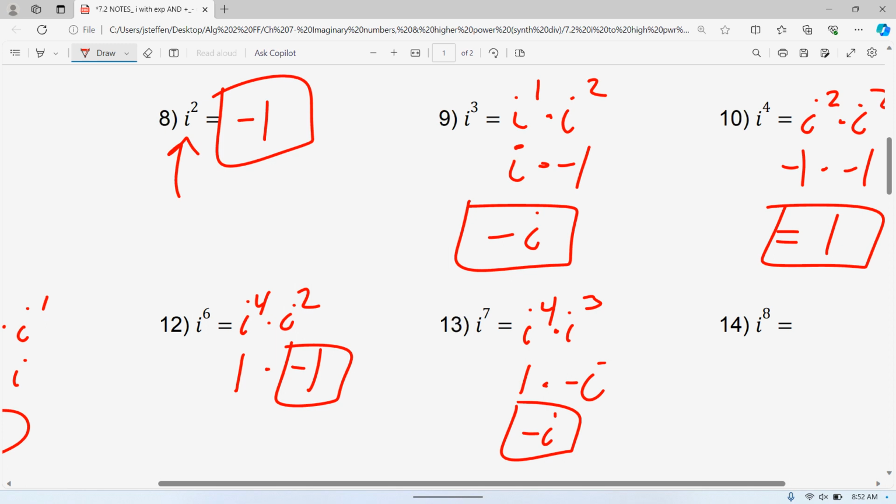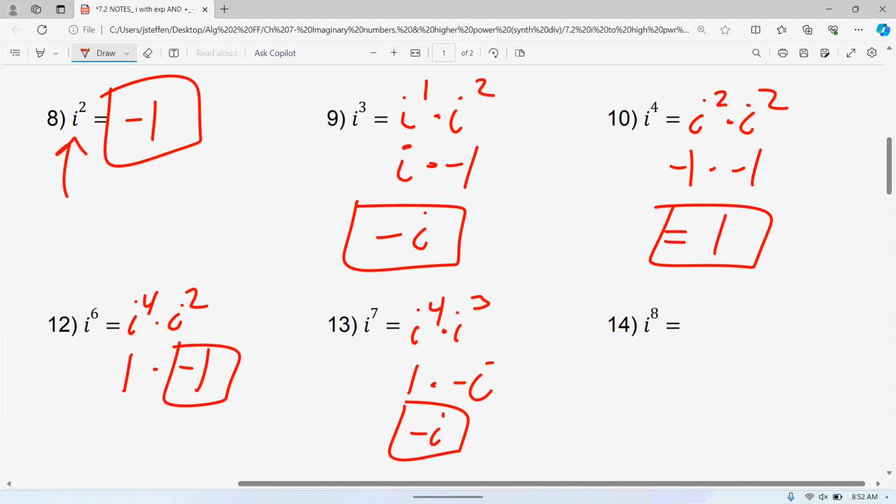And lastly, for this one, i to the 8th is i to the 4th times i to the 4th. That's 1 times 1, which is just 1. And again, that makes sense because if i to the 4th was 1, and I take out 4 of them, I have 4 left, so those two are going to be the same. So here's the pattern, and most of you hopefully see it by now.